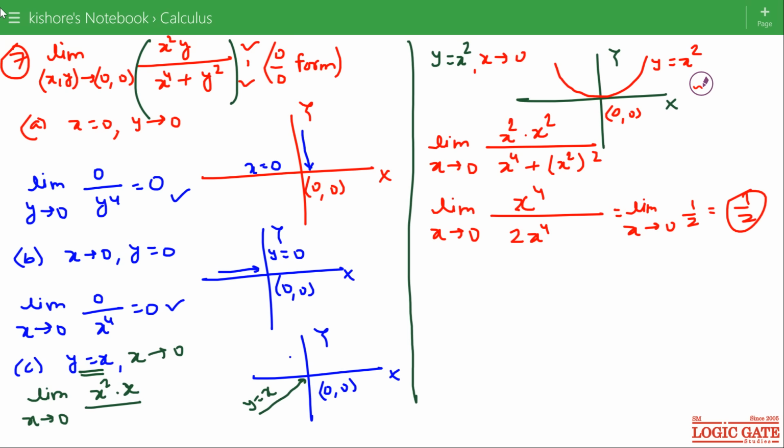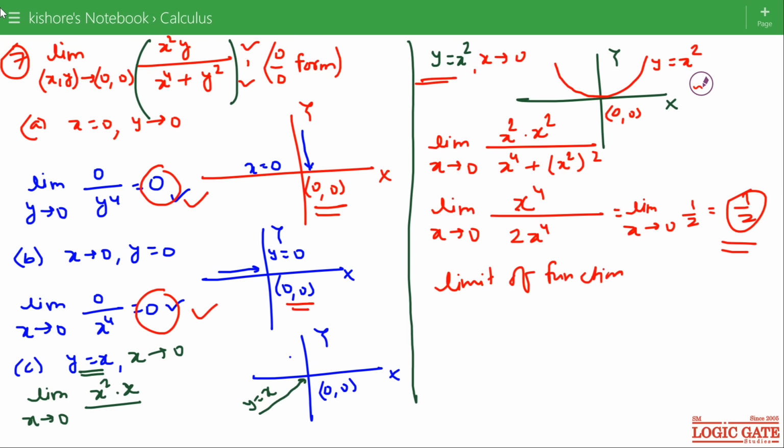So if we approach the point (0, 0), then every time the function is not giving the same limit. In the first two cases the limit was 0, and in the third case, if we follow this parabolic path, then the limit is 1 by 2. It means the limit of the function does not exist.